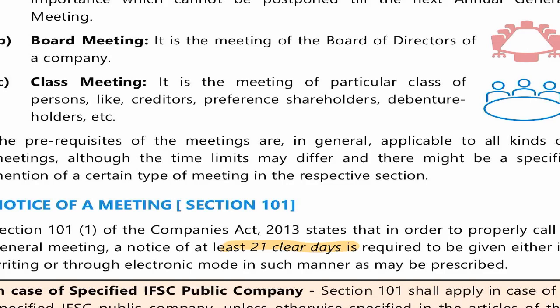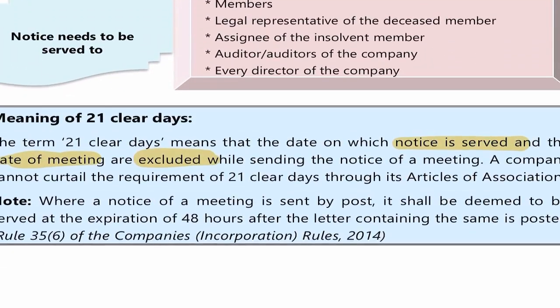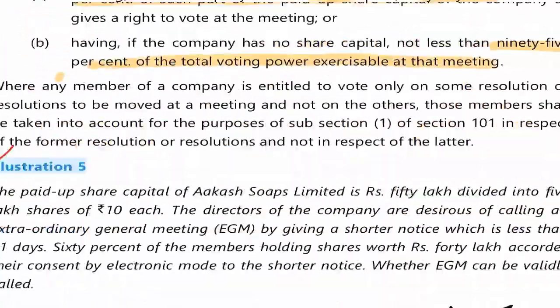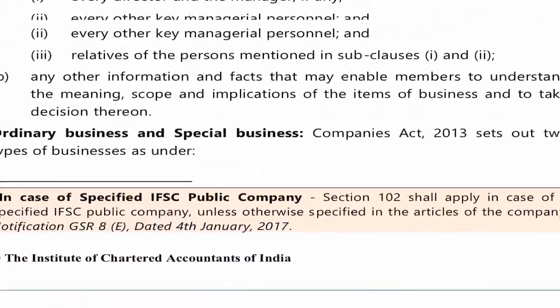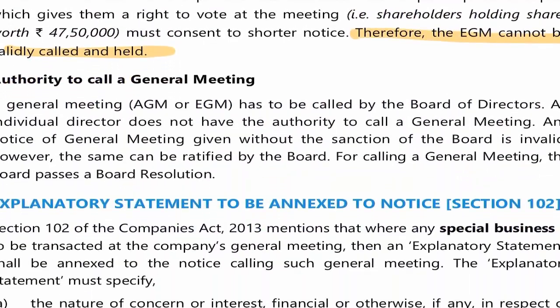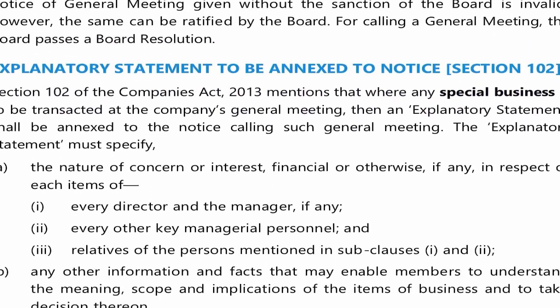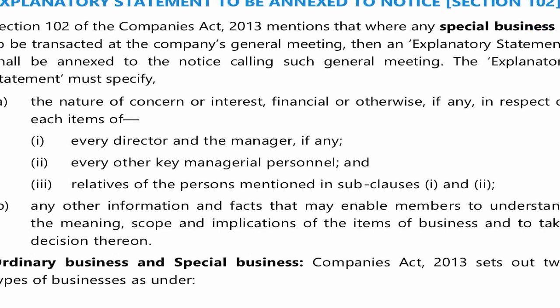The prerequisites of the meeting are in general applicable to all kinds of meetings, although the time limits may differ and there might be a specific mention of a certain type of meeting in the respective section. Section 101 we already read. Next: notice of meeting, authority to sign, and the explanatory statement to be annexed to the notice.